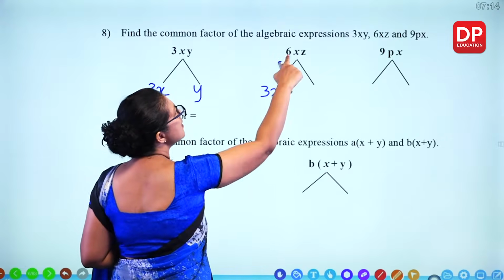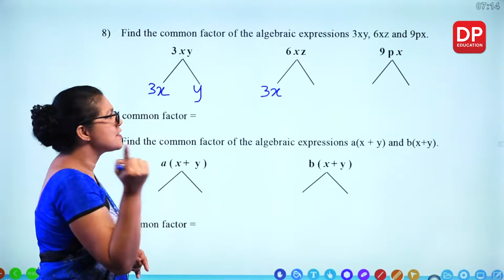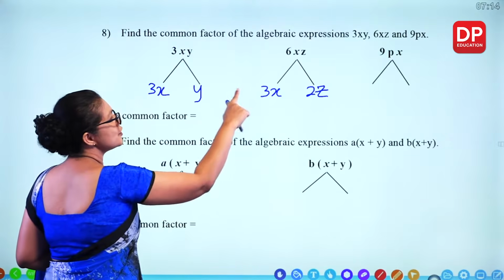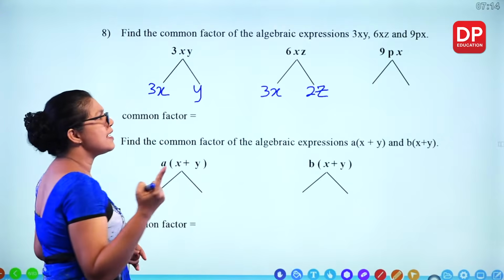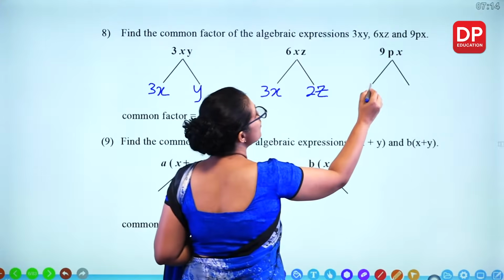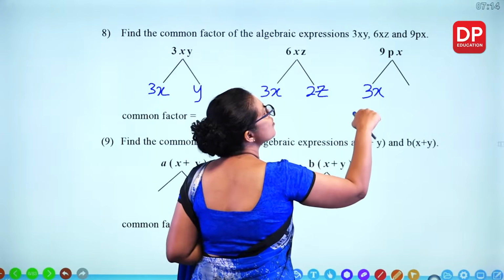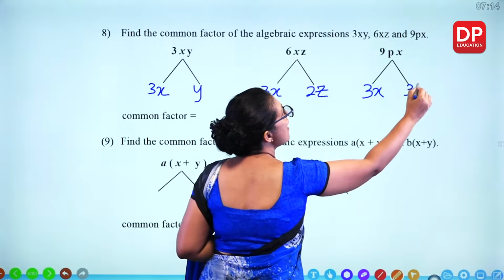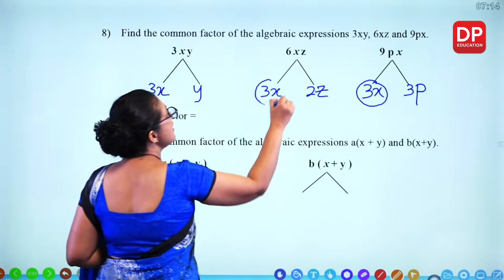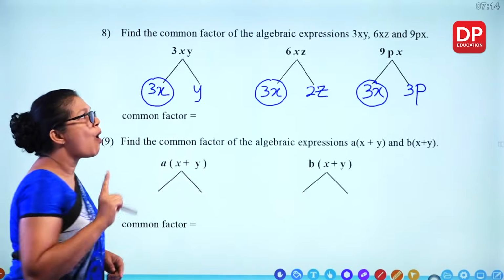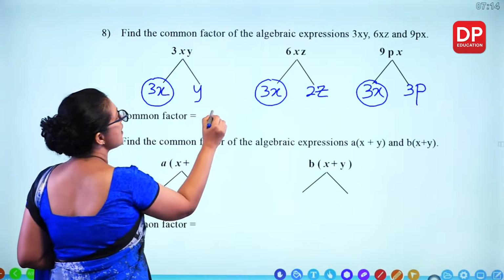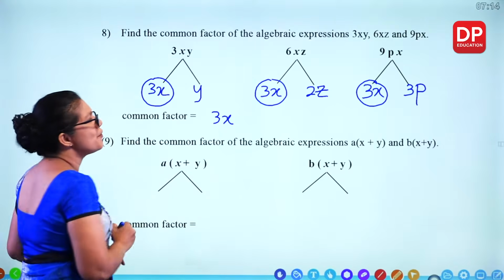3x times then how you get 6? 3 times 2. So 2z. So check again. 3x into 2z, you get 6xz. What about this one? When you take 3x out to get 9, this is 3 and this is p. Now we see 3x is common for all these 3 expressions. That's called the common factor. So common factor is 3x.